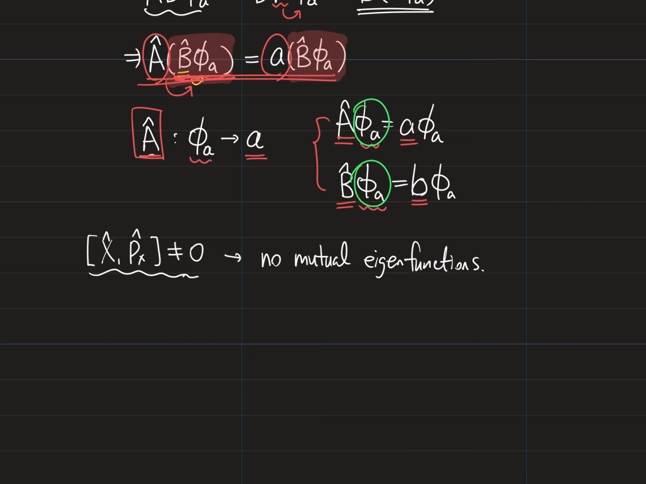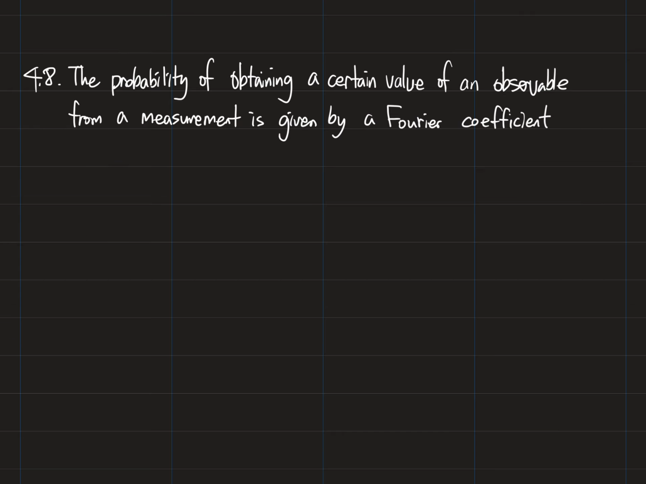Okay, let's move on to the next page. Section 4.8. The title is quite long, so let's read the title first. So the probability of obtaining a certain value of an observable from a measurement is given by a Fourier coefficient. So the keyword is the probability of a certain value is given by Fourier coefficient.